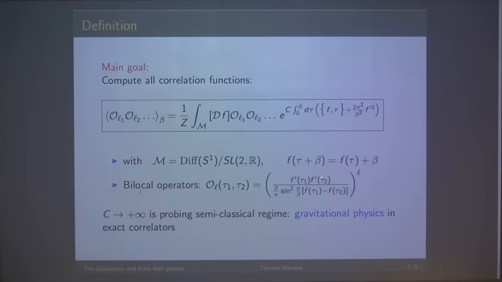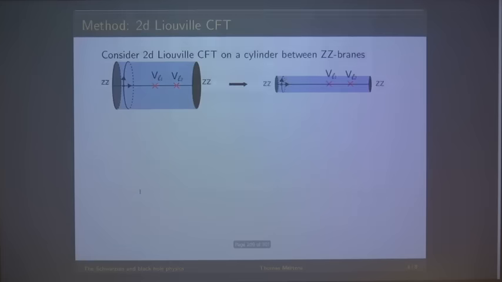So f dot tau 1, f dot tau 2 divided by sine squared of f tau 1 minus f tau 2 over 2, to some power L. So I insert this expression in here, and I want to compute this path integral. I have introduced this big C coupling constant, and if I take the limit that big C goes to infinity, I'm probing the semi-classical regime, where I expect to find semi-classical gravitational bulk physics in my exact correlators, and that's what I want to study.